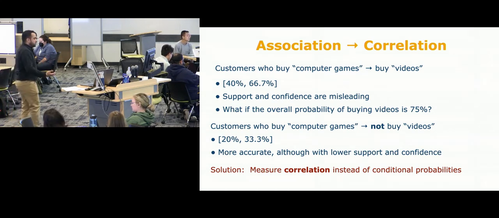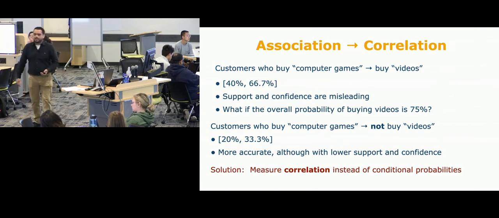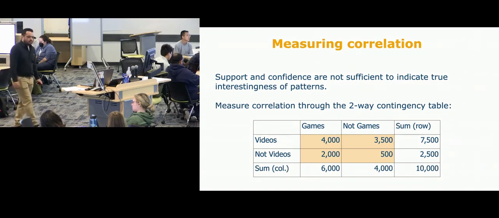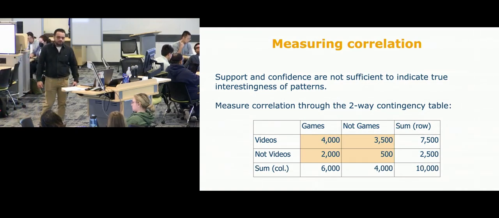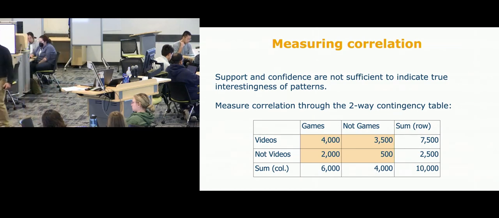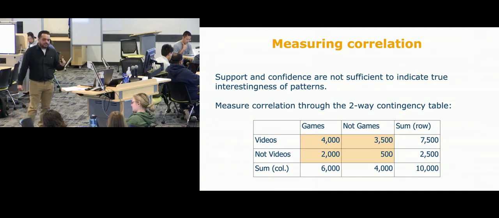So a potential solution to this problem is to measure correlations instead of conditional probabilities, okay? And let's see once again with a concrete example. We construct what's called a two-way contingency table, which looks like this. Each cell in this table shows how many people buy video games and videos, games and not videos, videos and not games, right? So all the 2x2 possibilities. Okay, and there are a total of 10,000 transactions here.